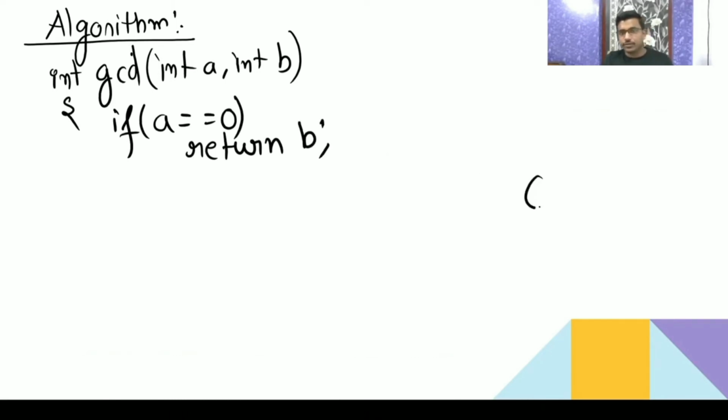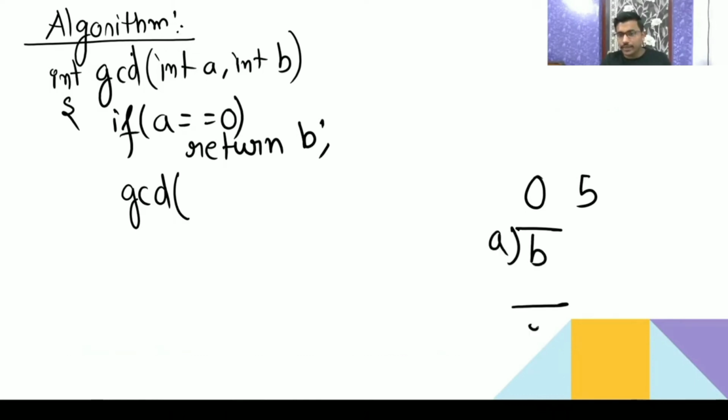Now take 0 and 5. Which is the greatest common divisor? 5 only. If A is equal to 0, then the greatest common divisor is going to be B. Else, this condition being false, you call GCD again, where you divide A by B and get some remainder. Then this A is going to come here, and this is going to become B.